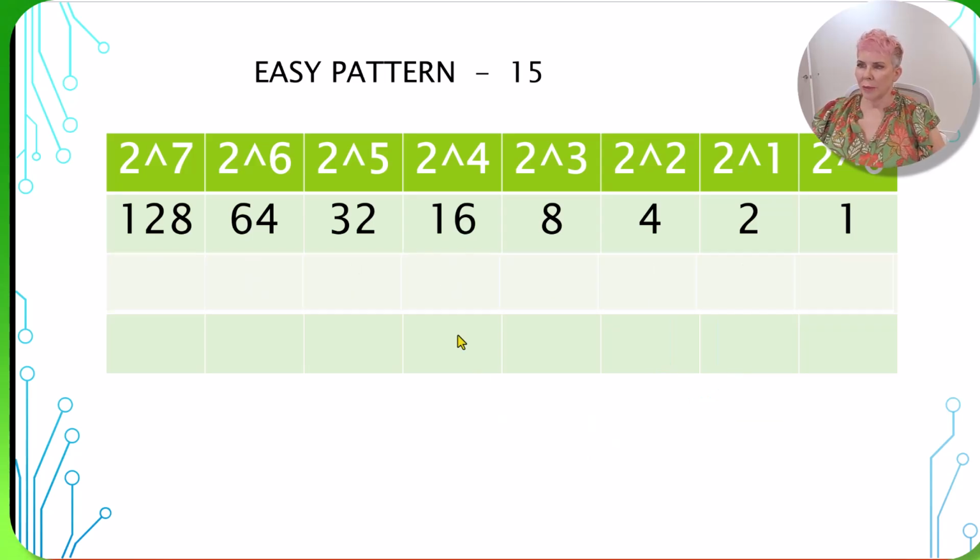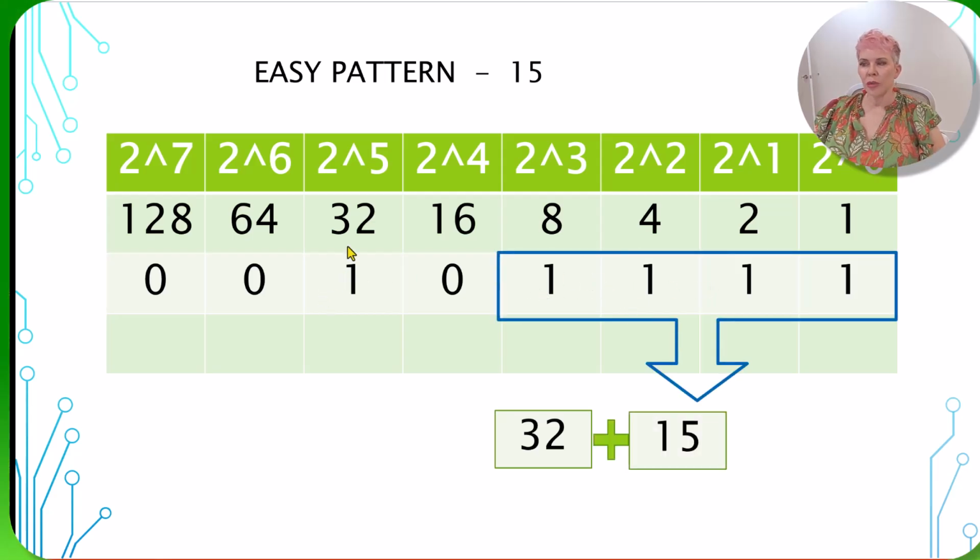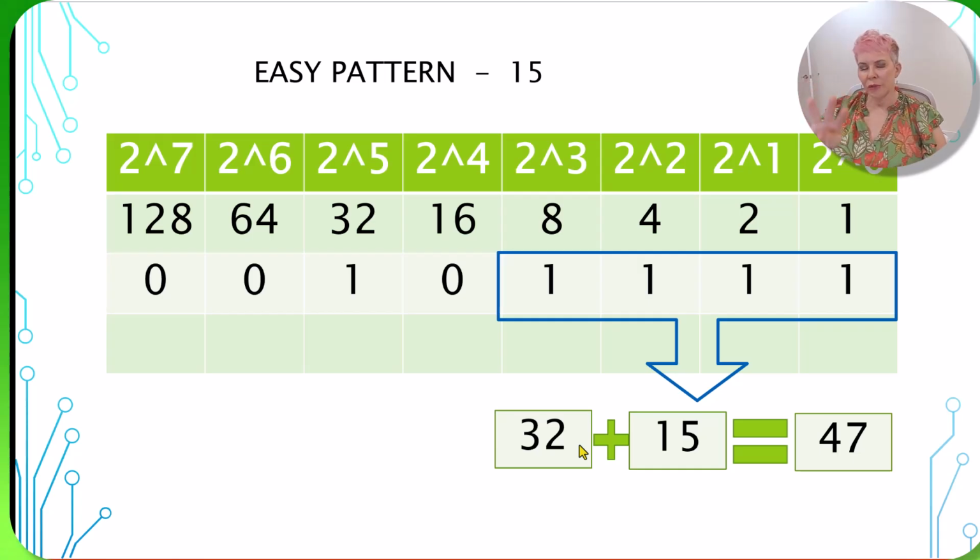Let's look at another one. We're going to use the easy pattern 15 again. This time I'm adding 32 plus 15. And I don't have to do 32 plus 8 plus 4 plus 2 plus 1. So 32 plus 15 is 47. If you can just memorize when the last 4 are on, you've got a 15.